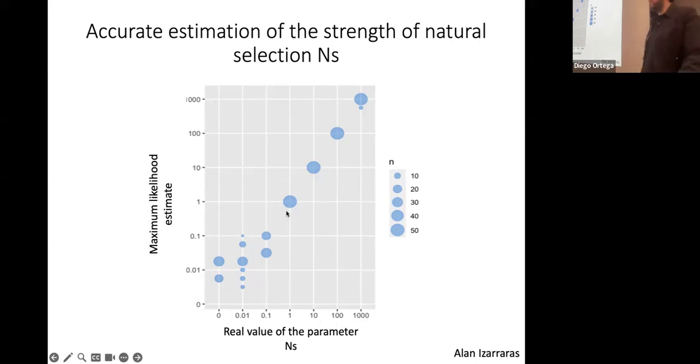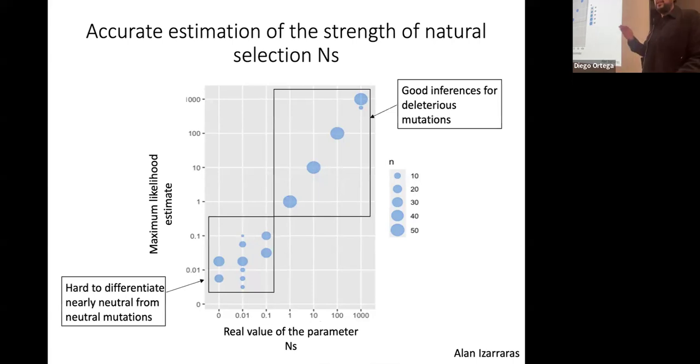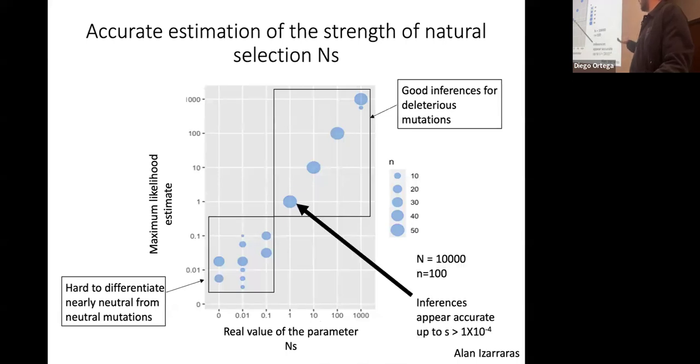100, and 1,000. And what we saw is that when the value of N times s was bigger than 1, we get accurate inferences of selection. But then as the selection value gets lower, it's hard to differentiate selected mutations from neutral mutations. And these simulations were done for a population size of 10,000. And we saw that for these particular simulations, the inferences are accurate up to that particular selection coefficient value. But in essence, the value of N times s gives the cutoff for when estimations of selection are going to work well, and when it's going to be harder to estimate selection.